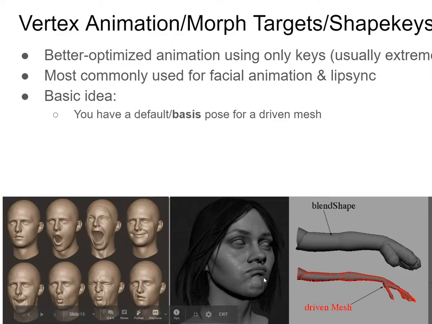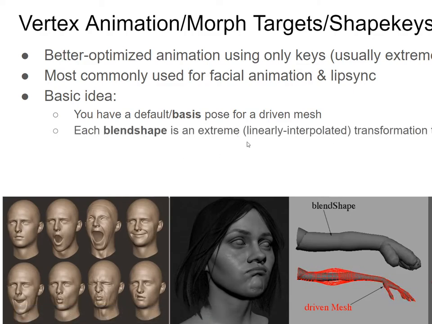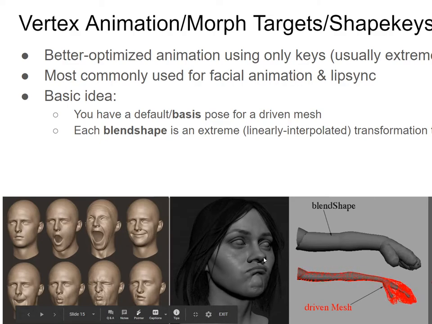The idea is that there's a basis pose where your face, for example, is in a neutral pose, and you define blend shapes as extreme transformations of each vertex relative to the basis pose. For example, she's doing this motion, and the frame where her chin is all the way down might be the basis pose, and the blend shape is when the chin is all the way up, and you can interpolate between those two.